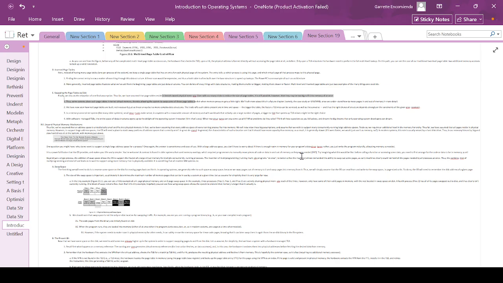Even with our many tricks to reduce the size of page tables, it's still possible, however, that they may be too big to fit into memory all at once. Thus, some systems place such page tables in kernel virtual memory, thereby allowing the system to swap some of this page table to disk when memory pressure gets a little tight.